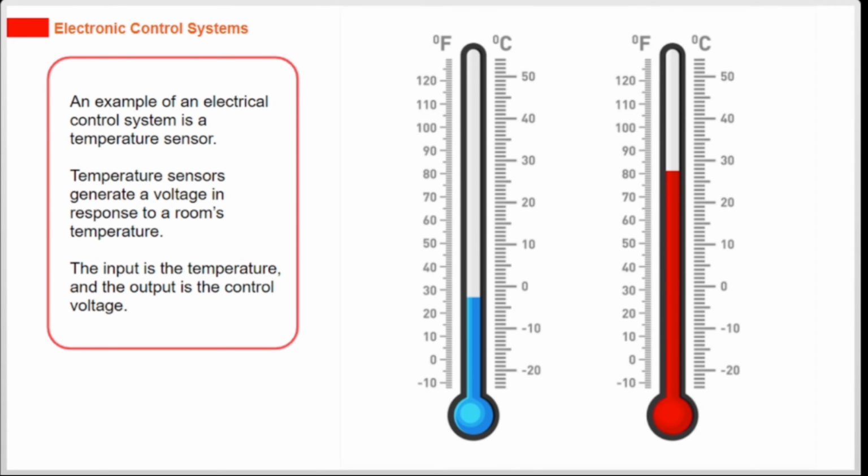An example of an electrical control system is a temperature sensor. Temperature sensors generate a voltage in response to a room's temperature. The input is the temperature, and the output is the control voltage.